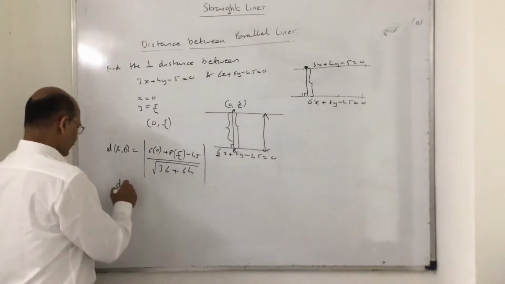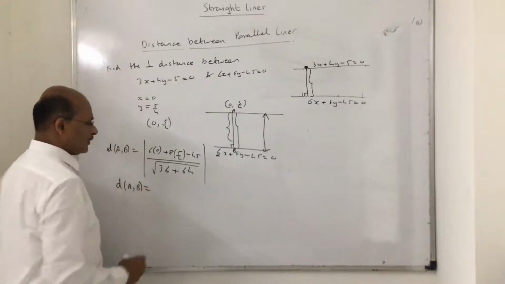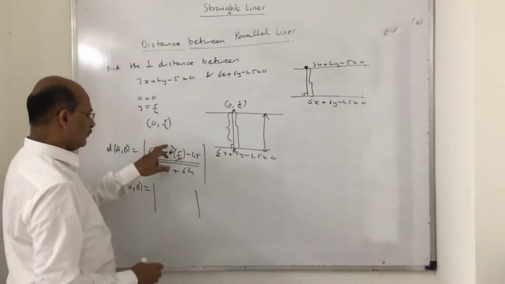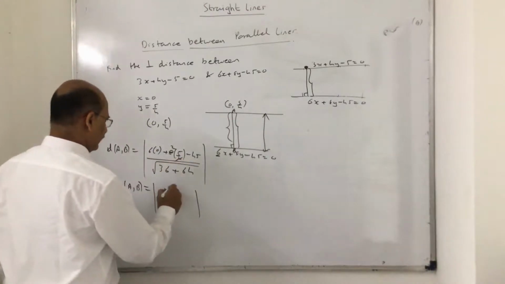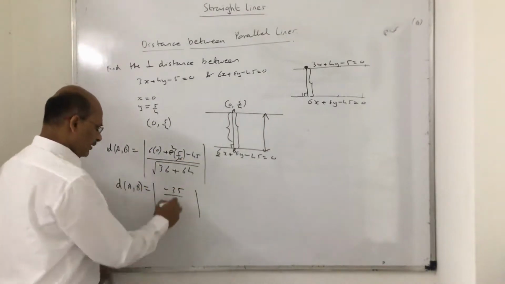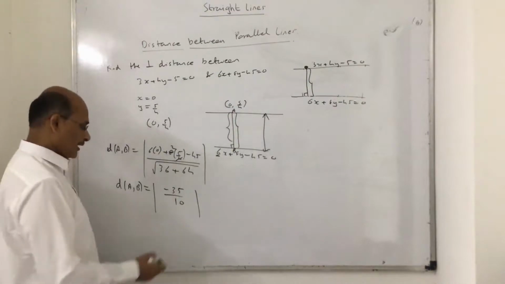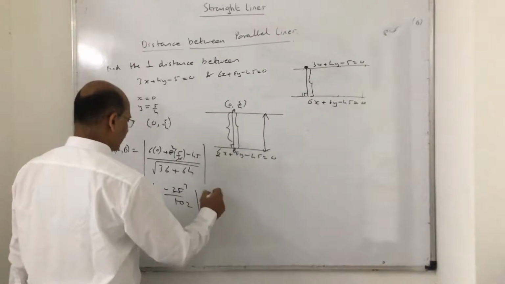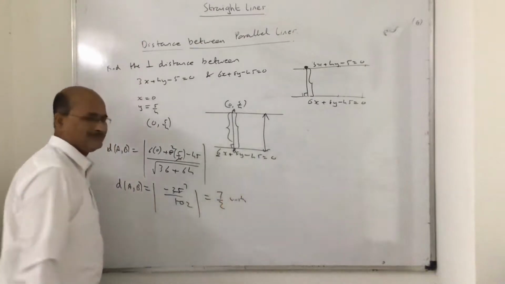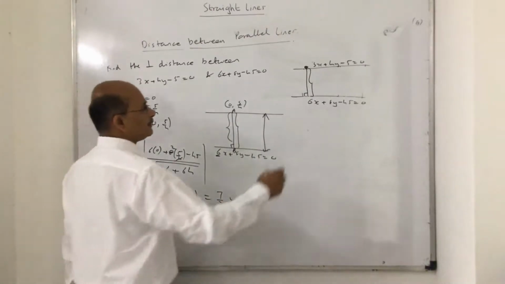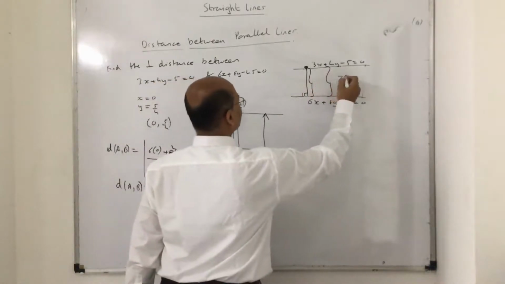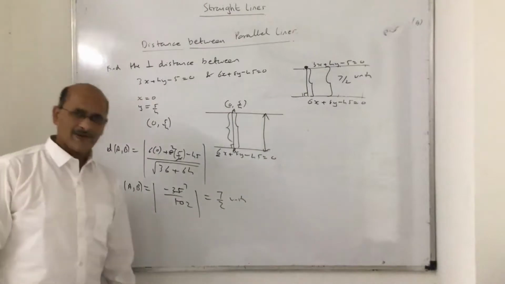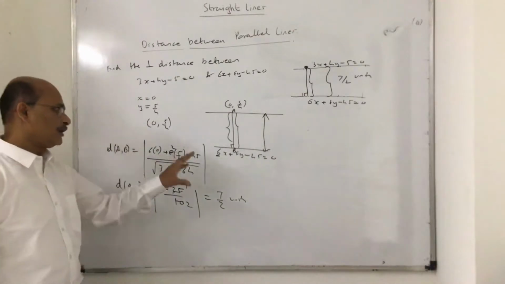For distance AB, what will it be now? Just see, the modulus of: 4 1s are 4, 4 2s are 8, 2 5s are 10, so minus 35 upon 10. 5 7s are 35, 5 2s are 10, so it is nothing but 7 by 2. So I believe the distance between these two parallel lines is 7 by 2 units. Every such question is like this. It's a very simple way of working, a simple way of looking at the question.